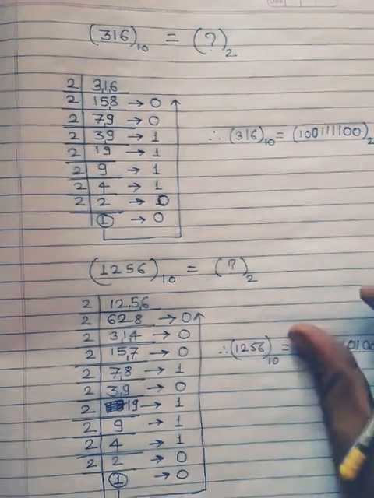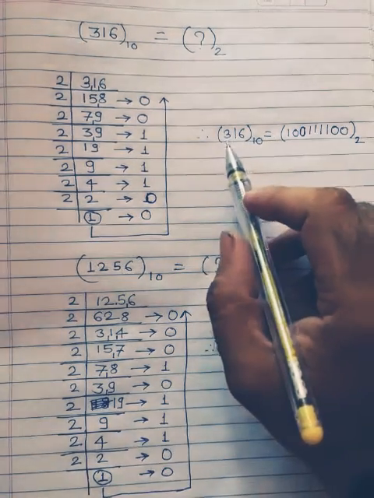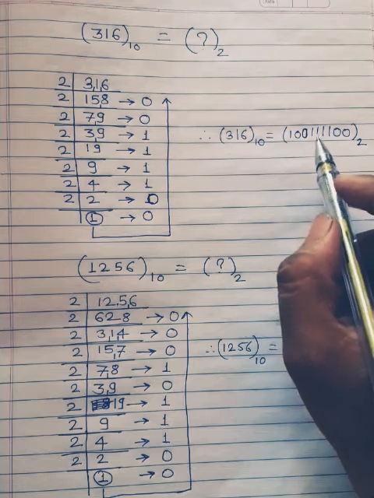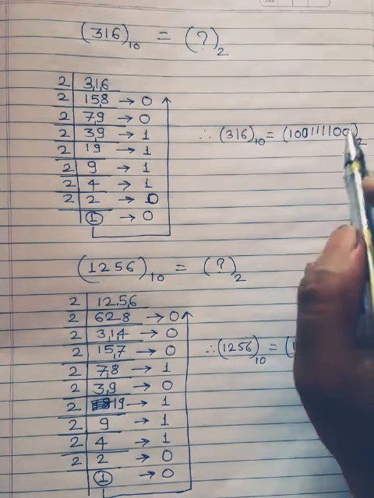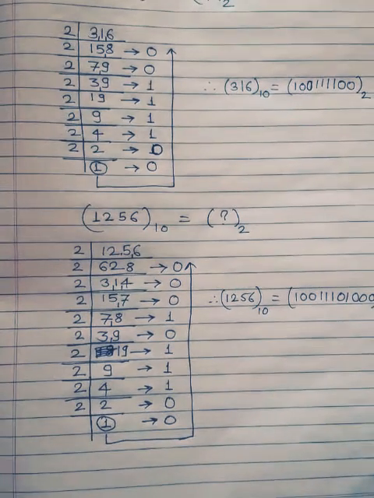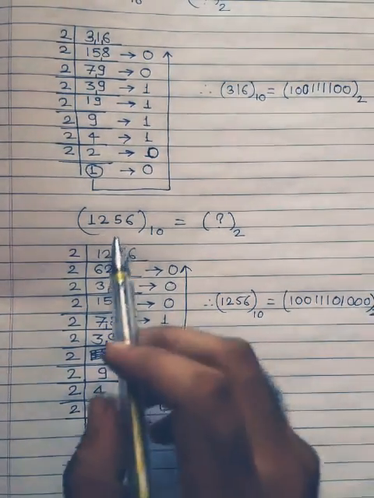So that is why decimal number 316 has binary equivalent 100111100. Now let's see another example, that is 1256. What you have to do?